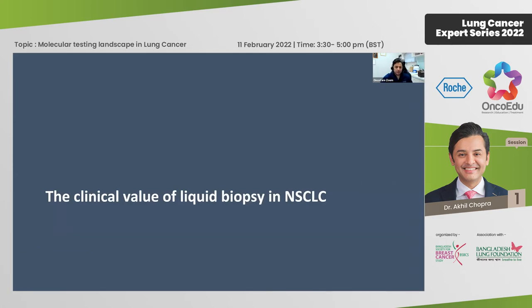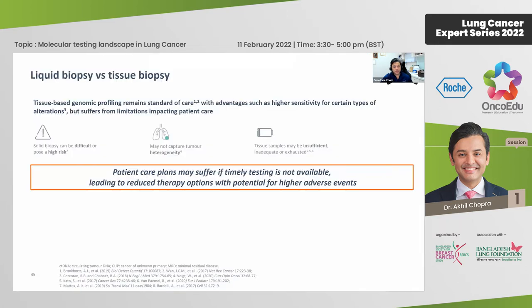Let's switch gears to liquid biopsy, another very commonly used term. Patients seem to be quite aware of liquid biopsy, what it means, and how it is beneficial for our patients with advanced lung cancer. So while tissue-based genetic testing continues to remain the standard of care, and I would argue the gold standard, because it is quite sensitive for certain alterations, it does have some limitations as well. For example, just doing a biopsy is painful, can be difficult, is invasive, and expensive. And it may not capture tumor heterogeneity. This is a recently discovered phenomenon, which I will touch on a little more in the subsequent slides.